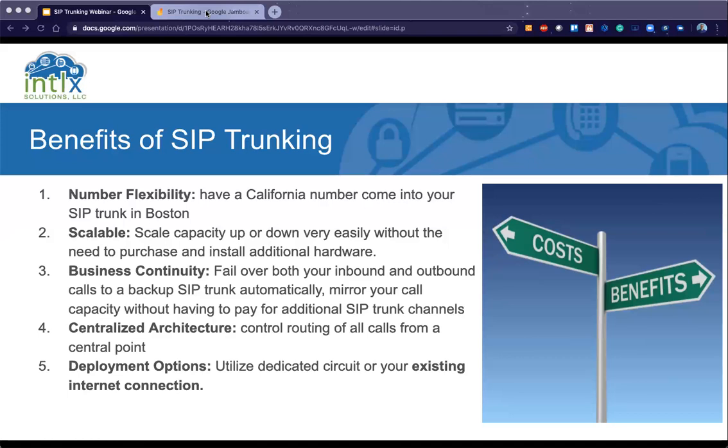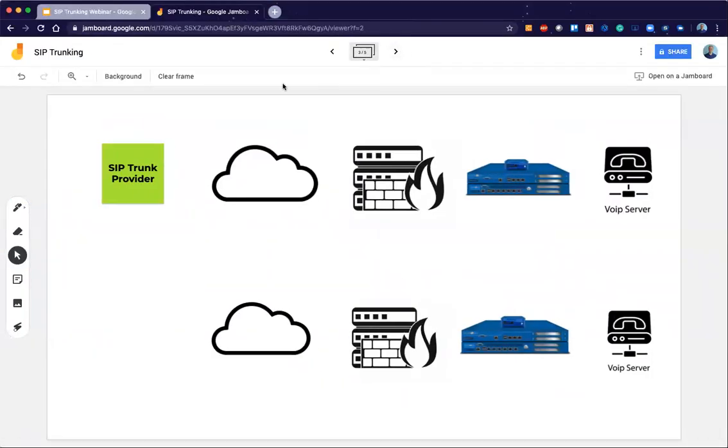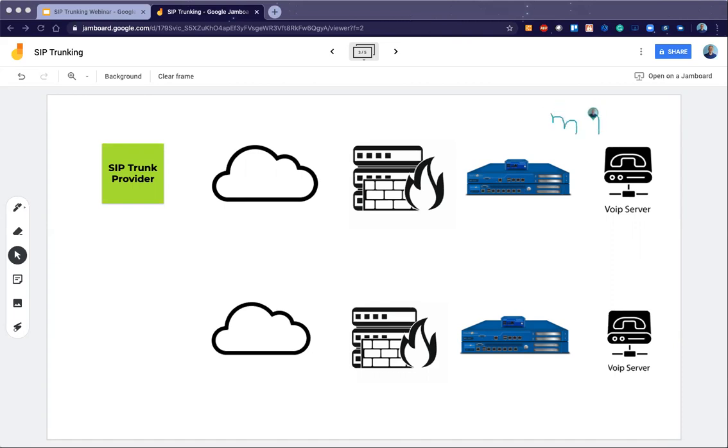If you bear with me, I'm just going to flip over real quick and go through some of these options and what they look like. In terms of number portability, let's say we've got two sites: our Massachusetts location up here, and a California location down here.